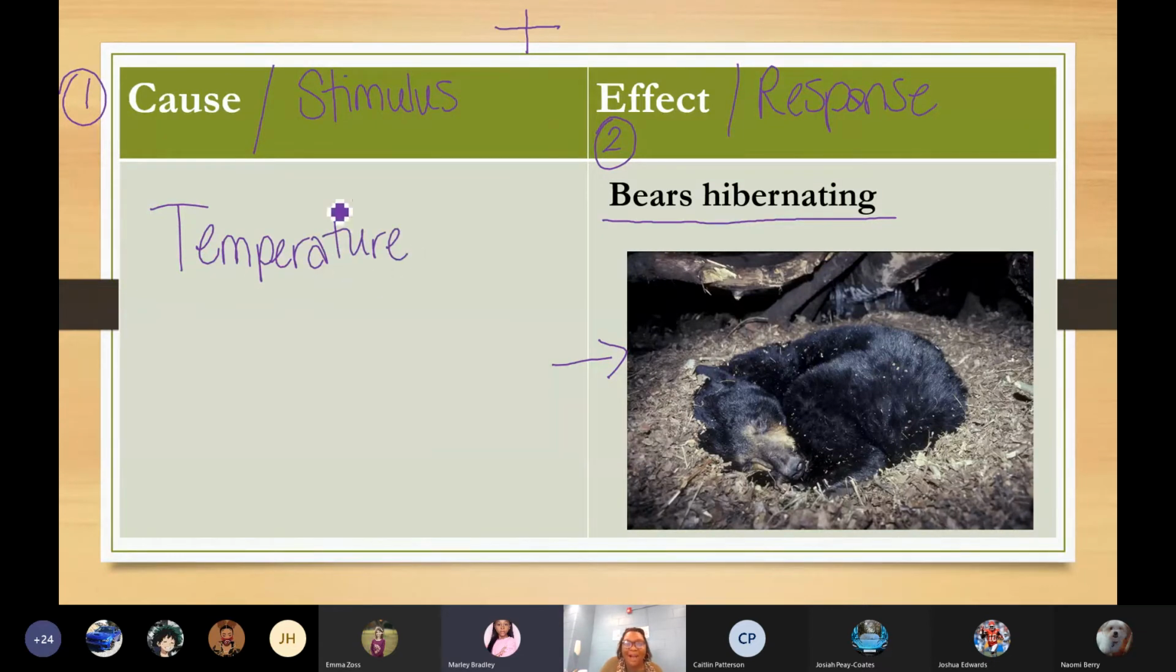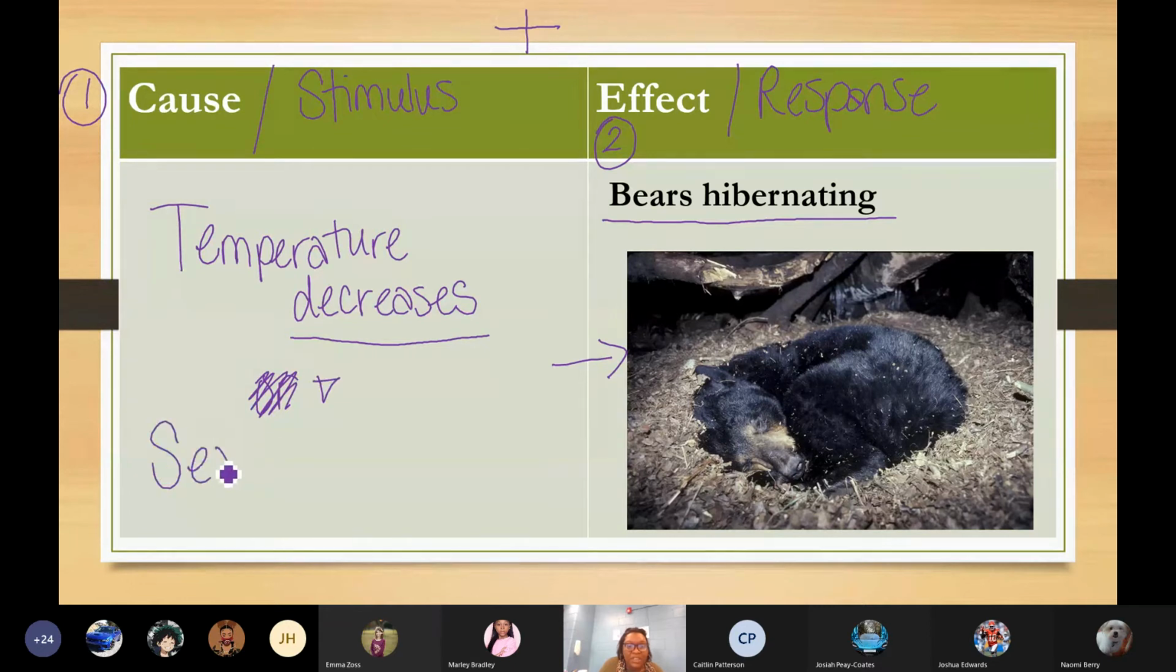You can go ahead and turn your mic off. Look at the word Miss Neville's using. Temperature decreases. Please turn your mic off. The temperature decreases, or, well, I want to say and, the season changes.